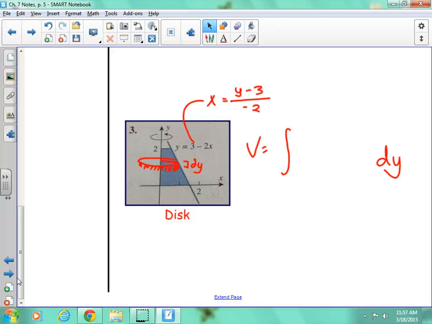Why is it a disc? Wait guys, I wrote disc, so I don't know why you're saying washer. A, and B, give me a reason why. It's flush. What's flush? Wait, what am I revolving around? Is it perfectly against the entire time over the interval?